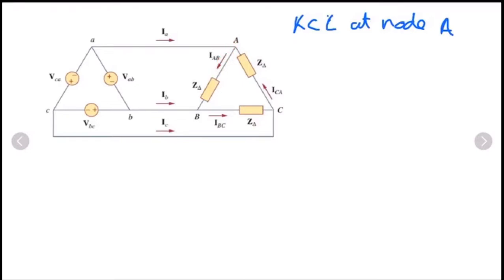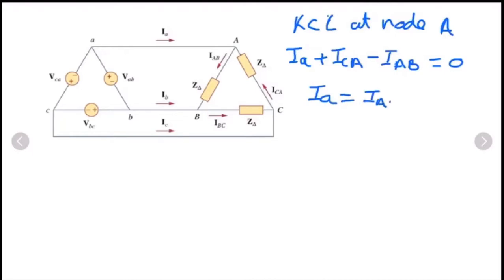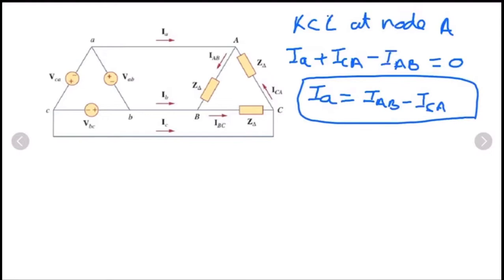So our equation will be IA plus ICA minus IAB is equal to 0. So we can simplify it: IA is equal to IAB minus ICA. Okay, so this is your first equation.